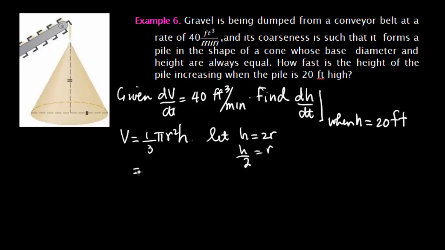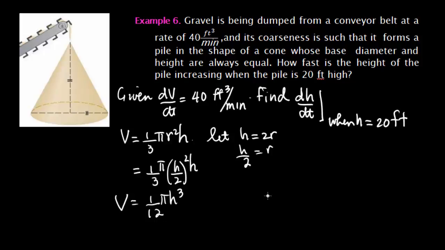So now let's go ahead and substitute. We solve for r in terms of h because we want to retain the h, because we're looking for dh by dt. So this becomes 1/3 pi, and then what is r? It's h over 2 squared times h. So let's see what we have so far. Since this is squared, that's going to be 1 over 12 when you multiply these together: pi h cubed. So this is the equation that we're going to differentiate.